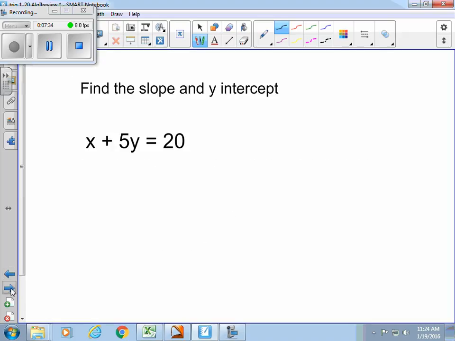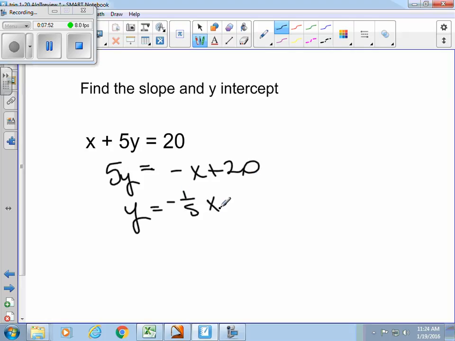Find the slope and y-intercept. How do you do that? Good. Get it in slope-intercept form. Find the slope and y-intercept. So the slope is, and the y-intercept is.